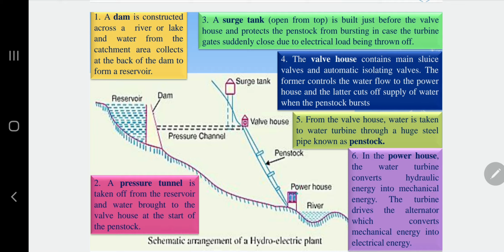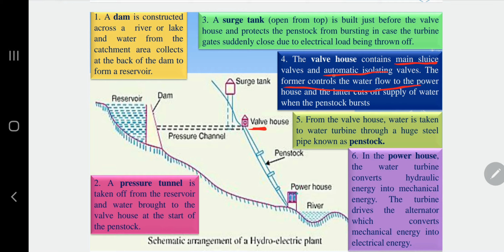So the valve house is the point where the penstock is starting. What is the purpose of a valve house? From the word itself, it is clear that there will be some valves inside this valve house for controlling the water flow. So there are mainly two types of valves inside this valve house. One is a main sluice valve, and the second one is known as automatic isolating valves. So the first one, that is the main sluice valve, it controls the water flow to the powerhouse.